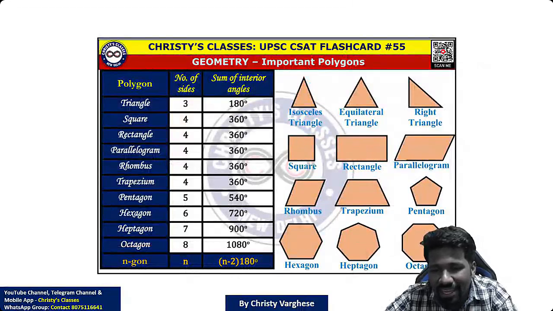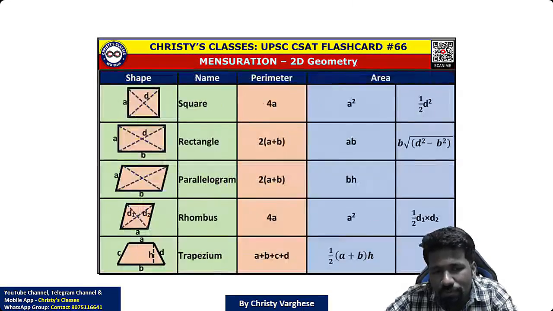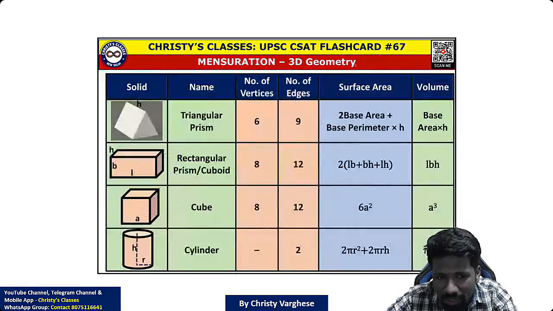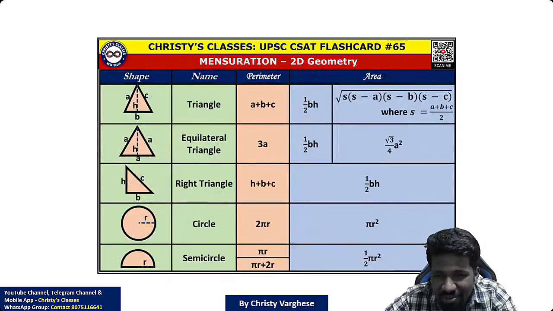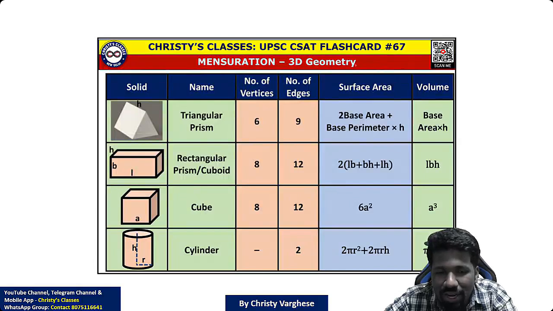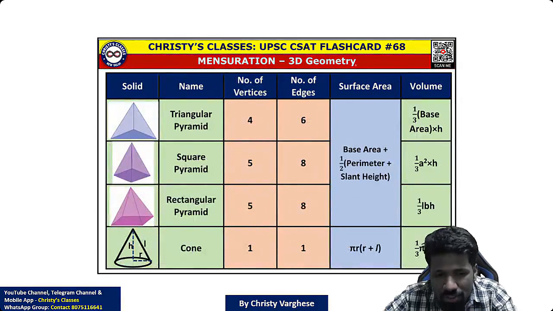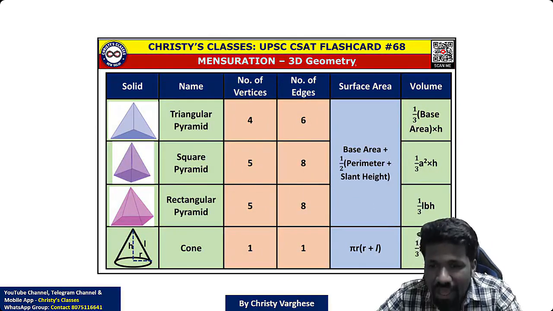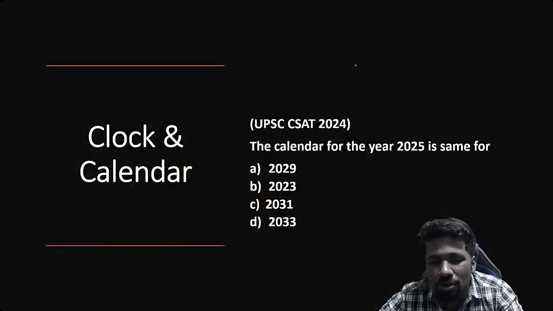Mensuration means area related, perimeter related, volume related questions. Here also, I know that you may have forgotten most of these formulas. You don't have to worry about it because I will be teaching you how to logically understand these shapes, and you can derive the formula yourself.